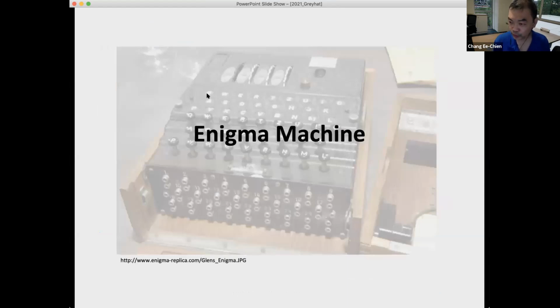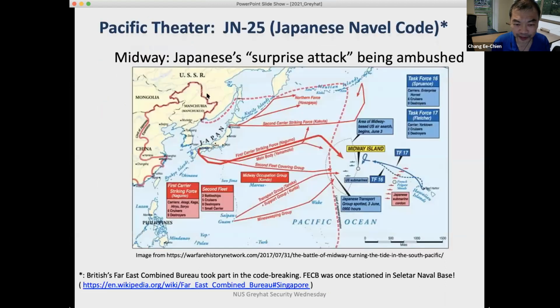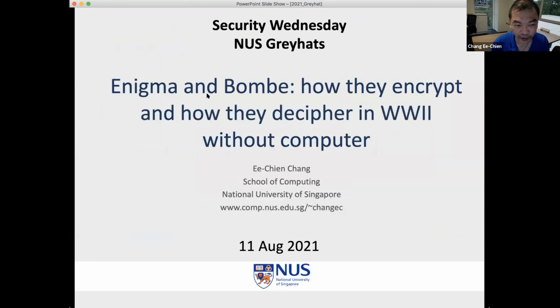So, let's go to the technical detail. Somehow I forgot to stress a word, so I changed the title a little bit. I think in the title, I called it how they encrypt and how they decipher in World War II. But now I put in 2 words: without computer. Now you have to go back in time. Remember, there wasn't any computer at that time.